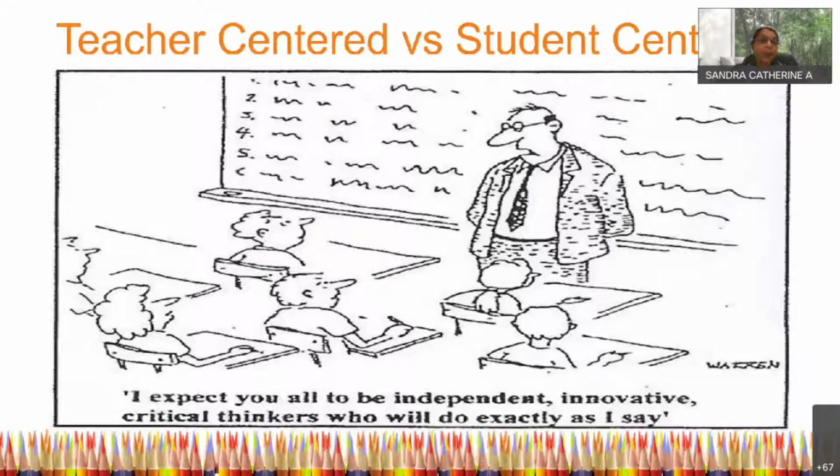Okay, so PBL is also focused on student-centered learning. If you could see this comic, this is more to teacher-centered learning, because the teacher is saying, I expect you to be independent, innovative and critical thinking who will do exactly as I say. So this is an example of typical teacher-centered learning. For example, the lecturer just lectures and gives notes in the class and the students just sit and listen. But this is not what PBL is about. It is more for student-centered learning.